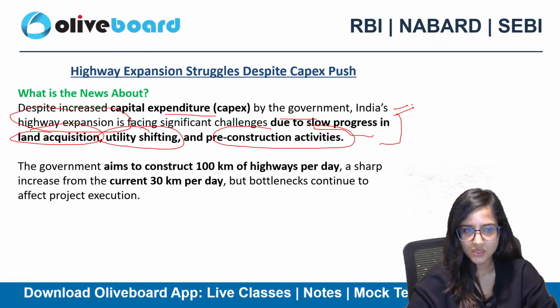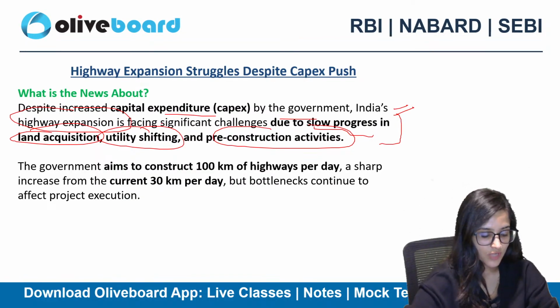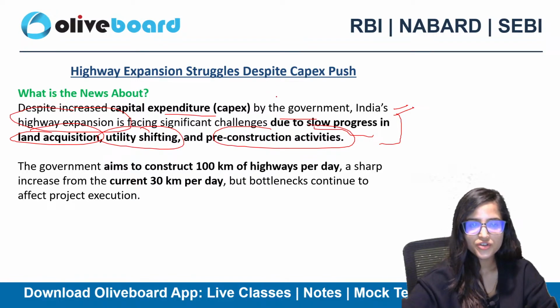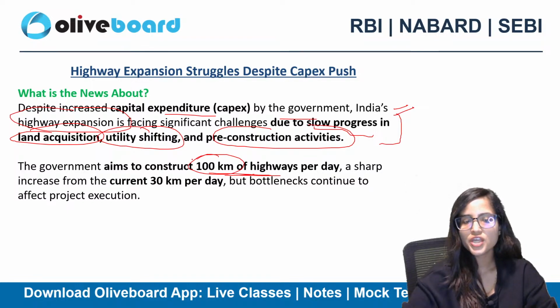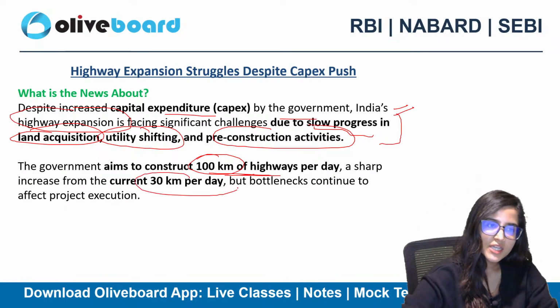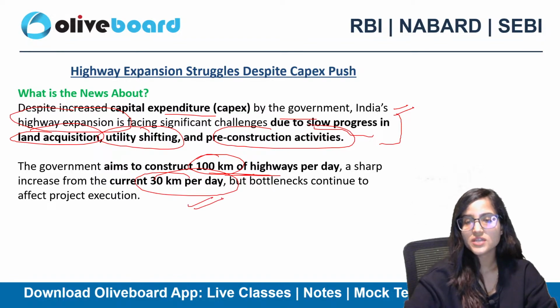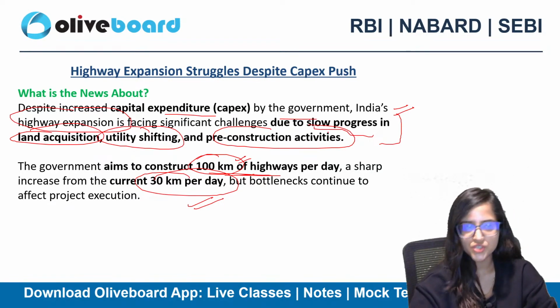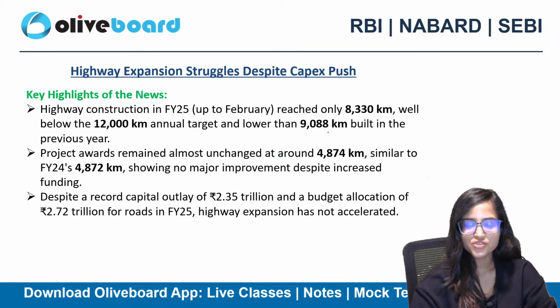Because of these reasons, highway expansion is taking a toll. It is not increasing. So what is the aim of the government? To construct 100 kilometers of highways per day, a sharp increase from the current 30 kilometers per day. So right now it is 30 kilometers per day, but the government is aiming for 100 kilometers of highways per day. There are certain bottlenecks because of the problems of land acquisition, utility shifting, and construction activities.